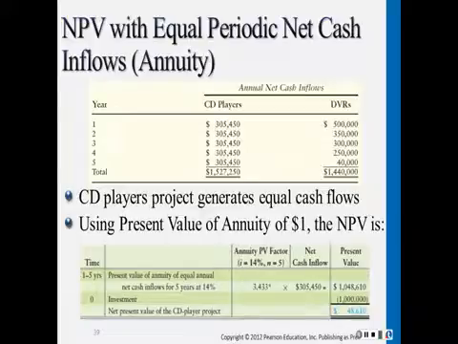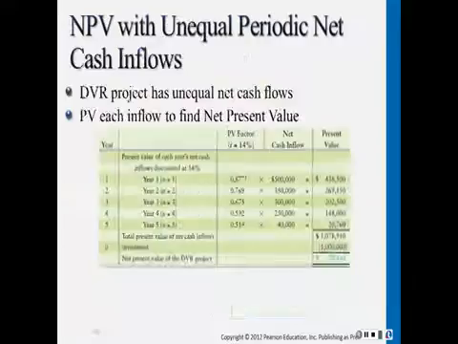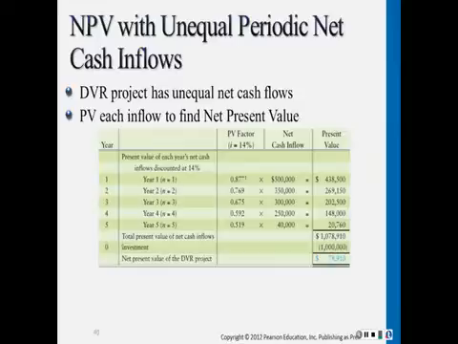The $48,610 positive net present value means that the CD player project earns more than Greg's Tunes' 14% target rate of return. In contrast to the CD player project, the net cash inflows of the DVR project are unequal. $500,000 in year 1, $350,000 in year 2, and so on.